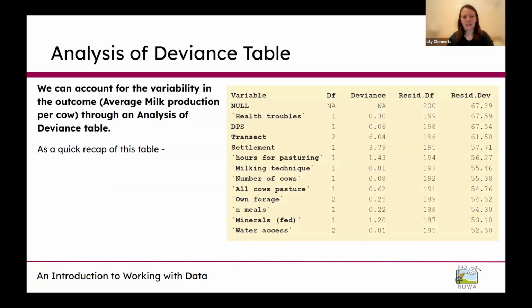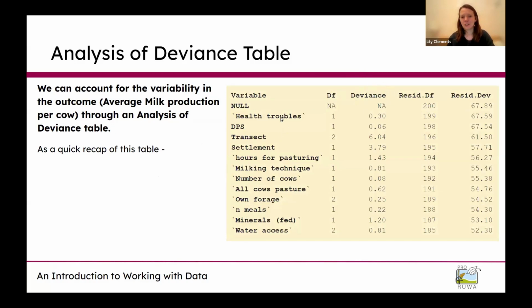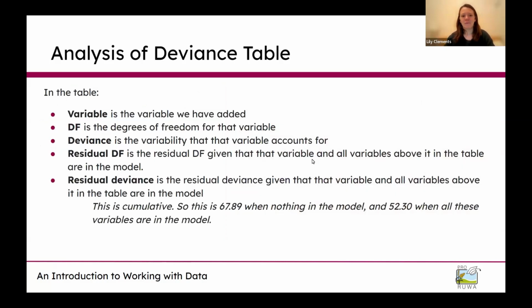So we've got these 5 different columns: variable being our variable, degree of freedom, or DF, being our degrees of freedom. Then we have our deviance. This is the variability that the variable accounts for. So health troubles accounts for 0.3 deviance, whatever that may mean, which we'll get to in a second. We have our residual degrees of freedom, so this is our leftover degrees of freedom now.